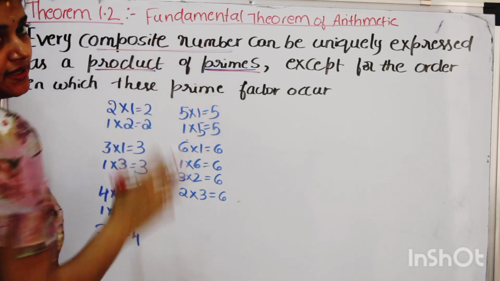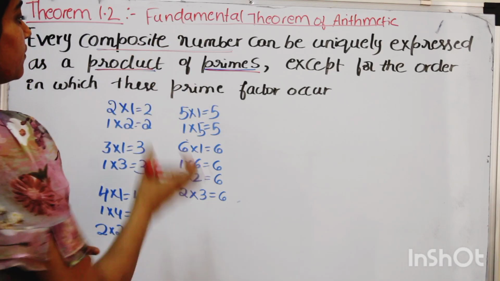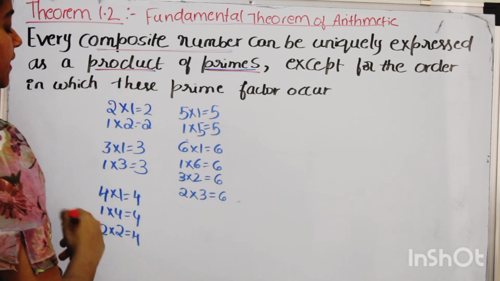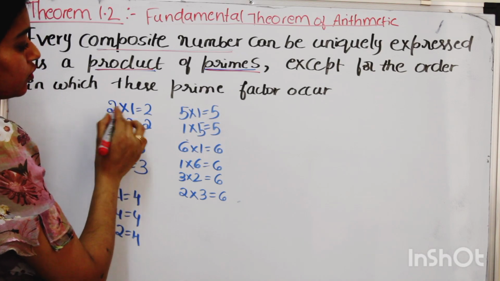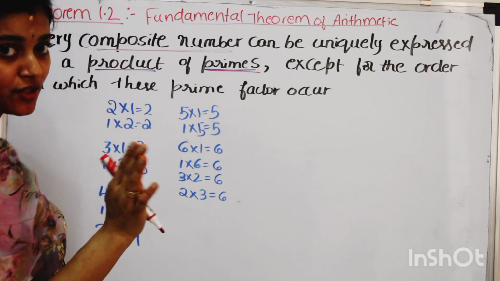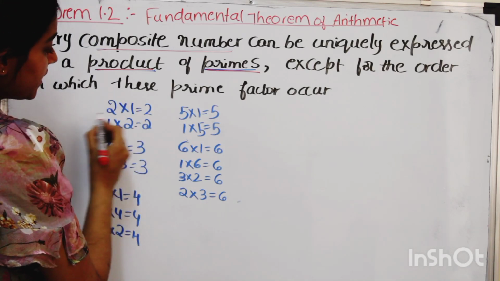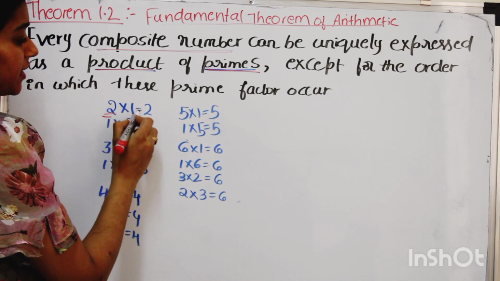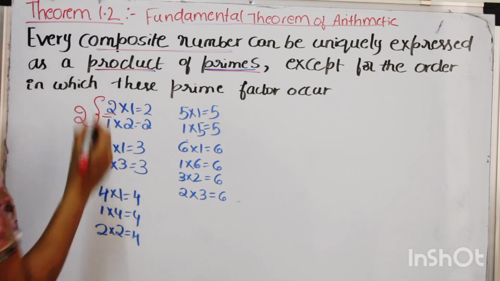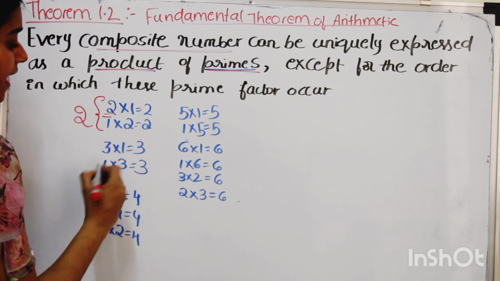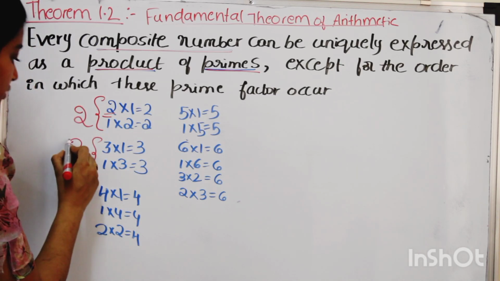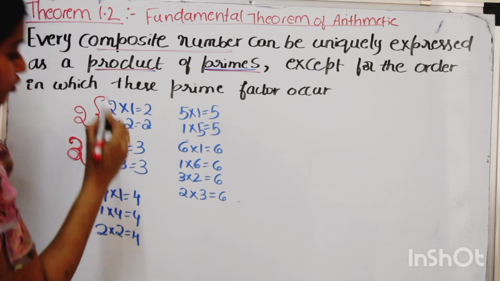So every composite number means what is a composite number and what is a prime? Recall that, I did this in the introduction part 1. You know that a composite number has more than 2 factors and a prime number has only 2 factors. If you consider 2, it can be written as 2 ones are 2 and 1 two is 2. So there are 2 factors. If you consider 3, 3 ones are 3 and 1 three is 3, only this much. So 3 also has only 2 factors.